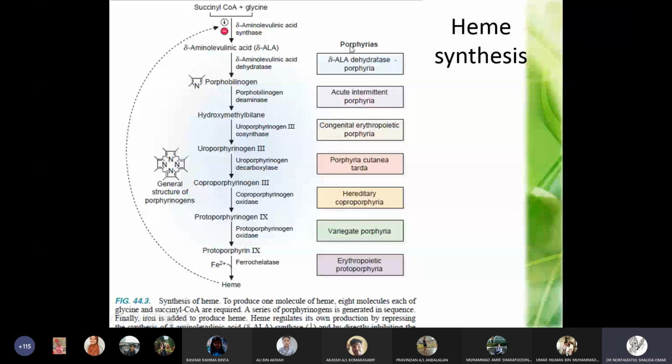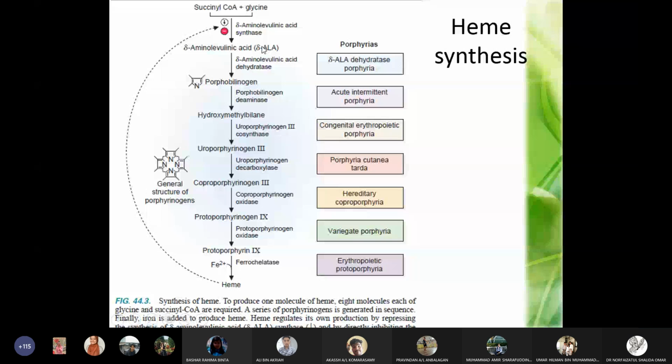Mainly you need to know is that for the heme to be produced, it needs the succinyl CoA and the glycine. And heme is also a product inhibitor for this rate limiting enzyme. So when there's an abundance of heme, it will inhibit this enzyme to stop production of the heme.